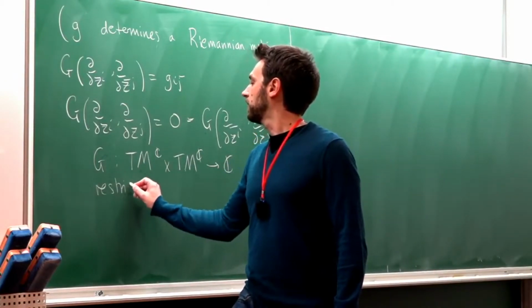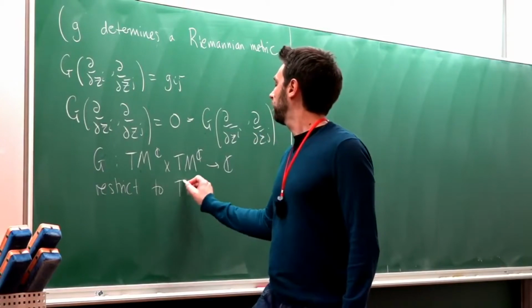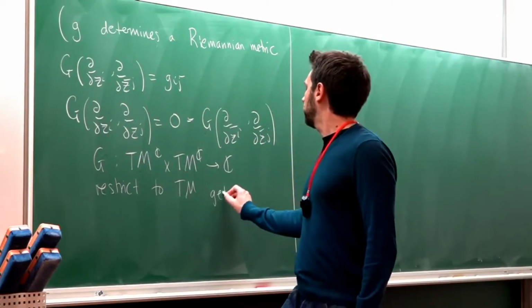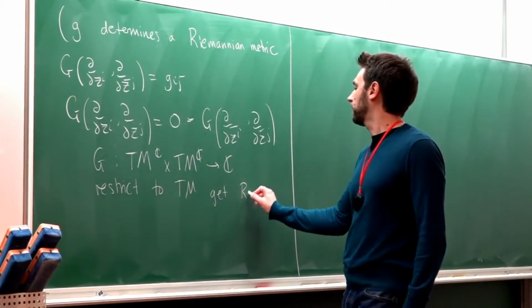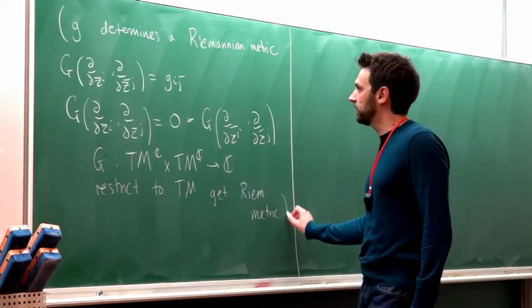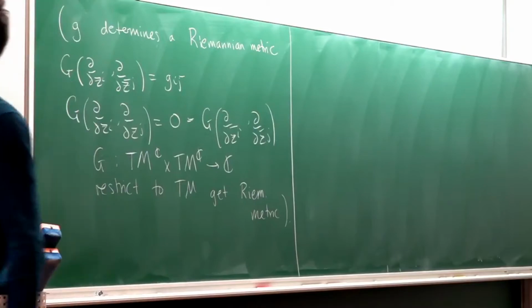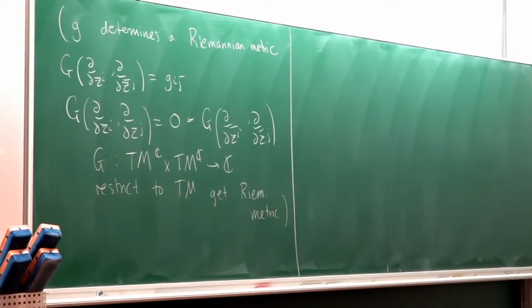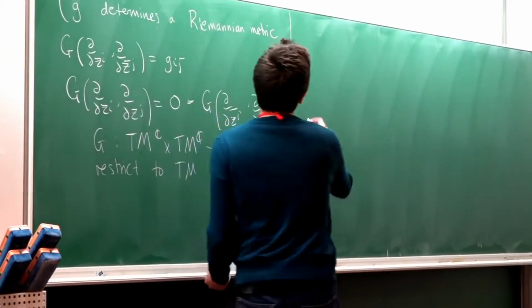So you restrict to TM, and you get a Riemannian metric. So that would correspond to the other way of thinking about a Hermitian metric. Okay, so this is just Hermitian metrics, and as I said, they always exist.